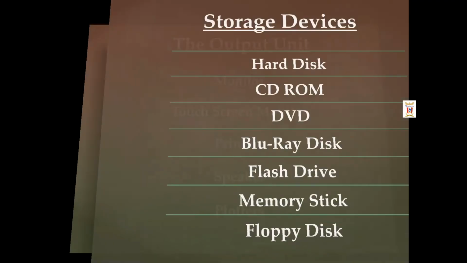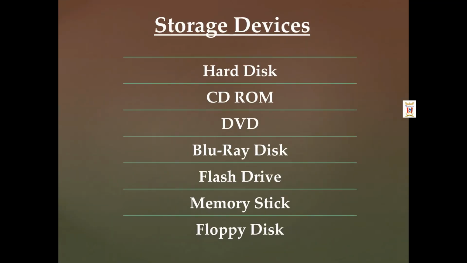So let's move on to the storage devices. Hard disk, CD-ROM, DVD, Blu-ray disc, flash drive, memory sticks and floppy disks are some storage devices. So let's discuss them.